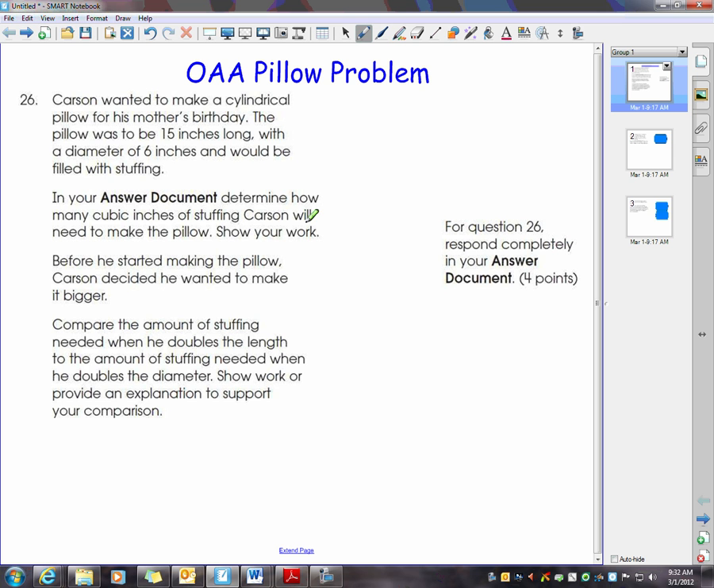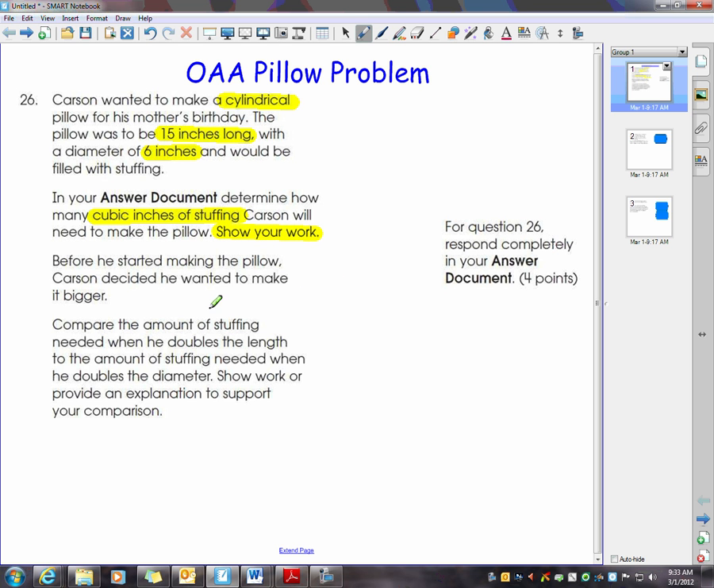Carson wanted to make a cylindrical pillow for his mother's birthday. The pillow was to be 15 inches long with a diameter of 6 inches and would be filled with stuffing. In your answer document, determine how many cubic inches of stuffing Carson will need to make the pillow. Show your work.